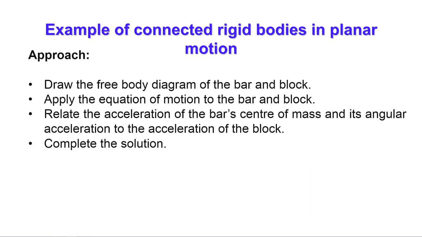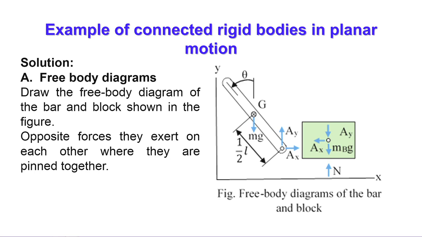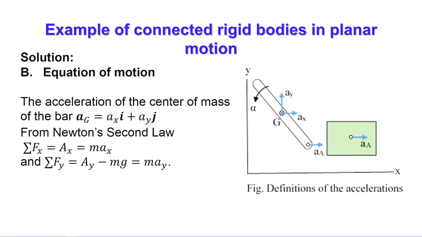Here the same process we have to follow. First we have to draw a free body diagram, then apply the equation of motion of the bar and block, then relate the acceleration of the bar's center of mass with the angular acceleration, and then we complete the solution. See, here free body diagrams are drawn for both the bar and the block, and these are the equations, and then we want to find out the acceleration of G. For that we start from A, we have to find out that thing.